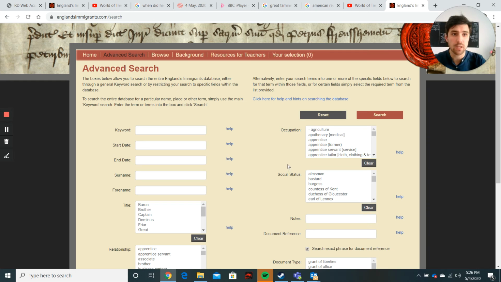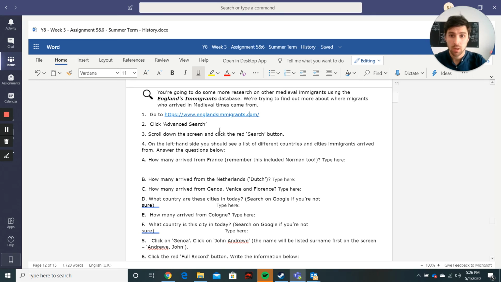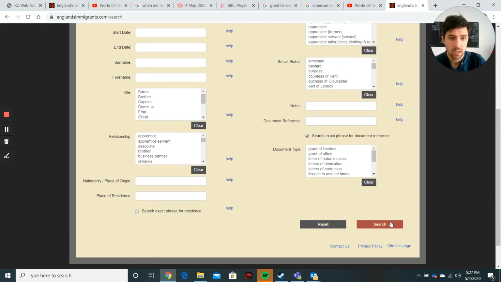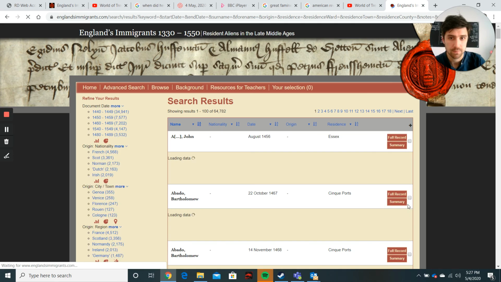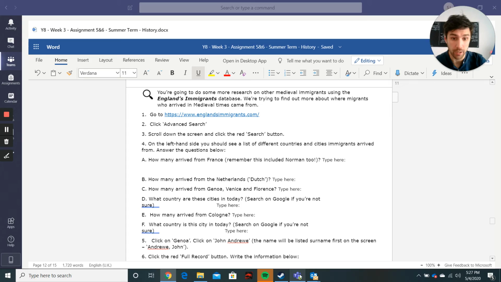Okay. And you'll see once you click on advanced search that you can put a lot more information here. Now, I've given you some more indications of what I'd like you to do here, some more instructions. You're going to scroll down the screen and click, don't type in anything on advanced search. You're going to scroll down and just click the search button. First thing you're going to do. That's going to give you all the records that they've got on migrants in medieval England. On the left-hand side, that means you can now see a list of different countries and cities immigrants arrive from.